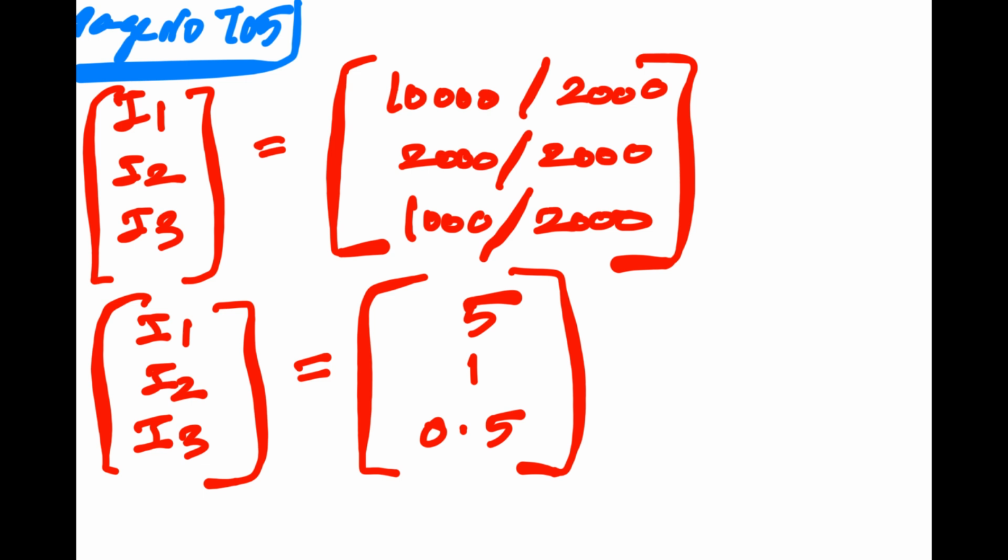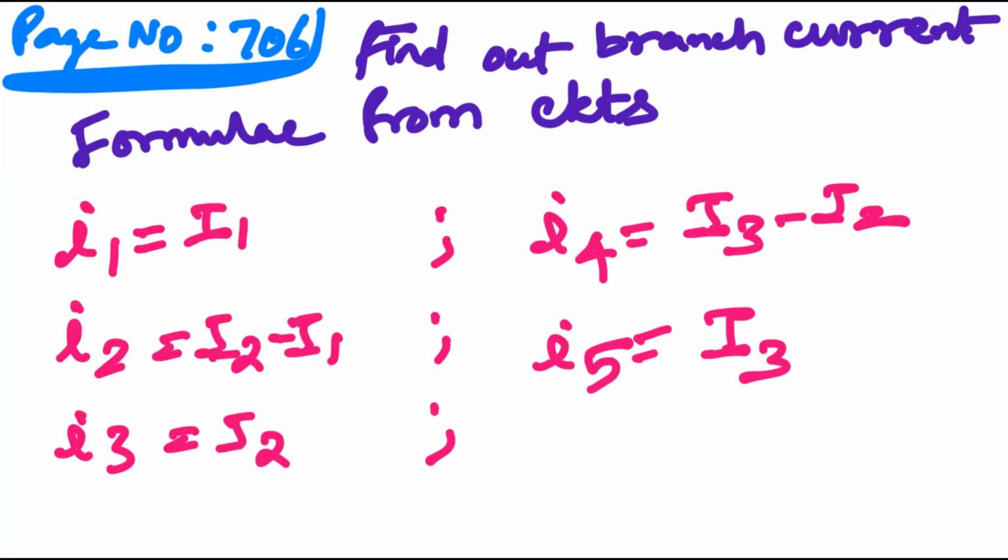From the question circuit, we find out branch currents or element currents values. Formula: small I1 depends upon the mesh current capital I1. Small I2 depends upon the mesh current I2 and I1, that is opposite direction. So put I2 minus I1.